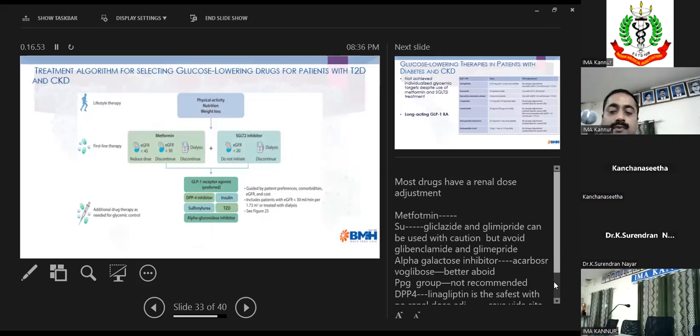Most drugs have a renal dose adjustment. Metformin, yes, it is one of the best drugs. It's one of the cheapest drugs. Any patient with type 2 diabetes with normal renal function should be on metformin.